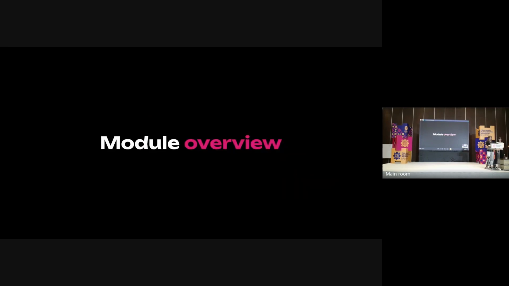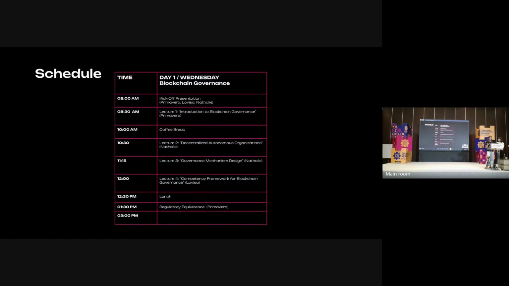And now some logistics, and then Primavera will give you the intro lecture. So this is today. We have Prima's lecture until 10 a.m. and then a break. Then we have 2 lectures by Natalie, with maybe a short stretch in between. One about decentralized autonomous organizations and one about governance mechanism design. Then there's another short lecture on a competency framework, so how to increase the professionalization of the field. And then after lunch, we have a regulatory equivalence fishbowl and a small lecture as well.